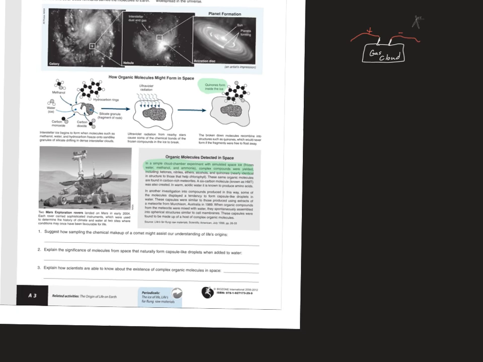So let me just go ahead and read this with you. So just how sampling the chemical makeup of a comet, remember, what is a comet? A comet is a ball of ice circling around the sun in a very large orbit, been here since the beginning of the solar system. How might that help us understand life's origins when you think about life as a cell that's composed of biomolecules?